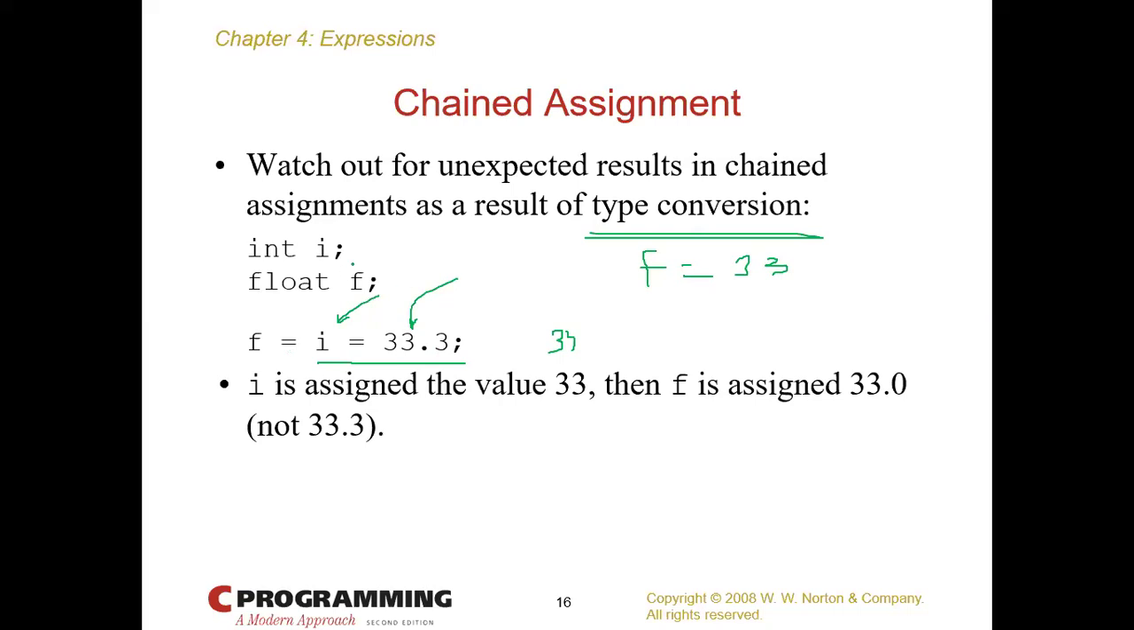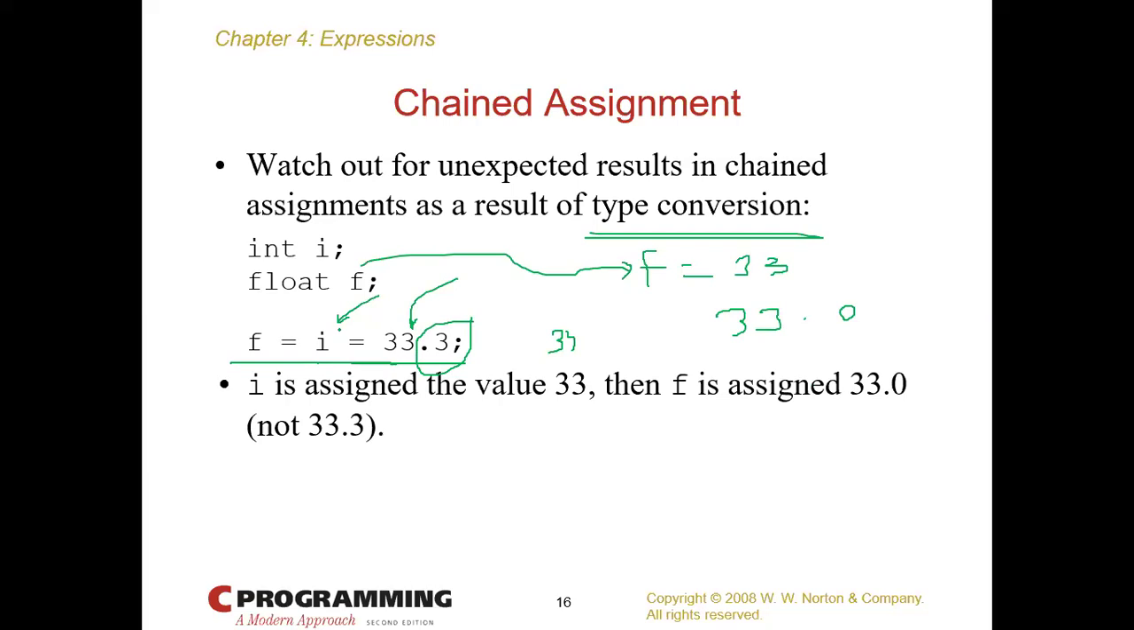Now, observe that F is a floating point. So F would not save 33 as an integer. It's going to save it as 33.0. Now, observe what has happened. We have lost the precision of 0.3 as we used chaining assignment. So this is the disadvantage of chaining assignment.